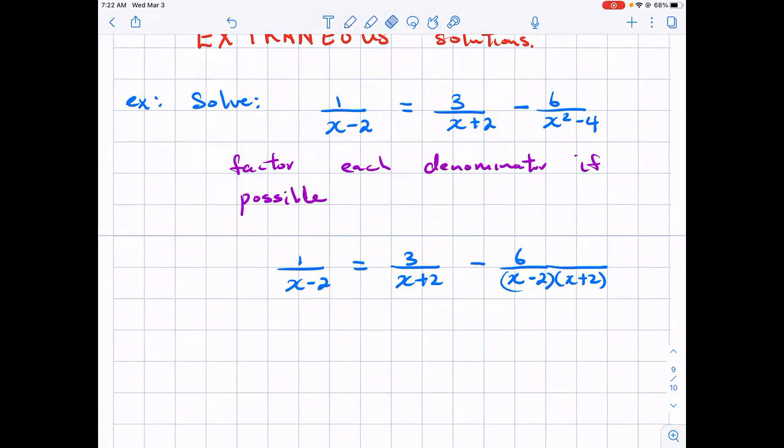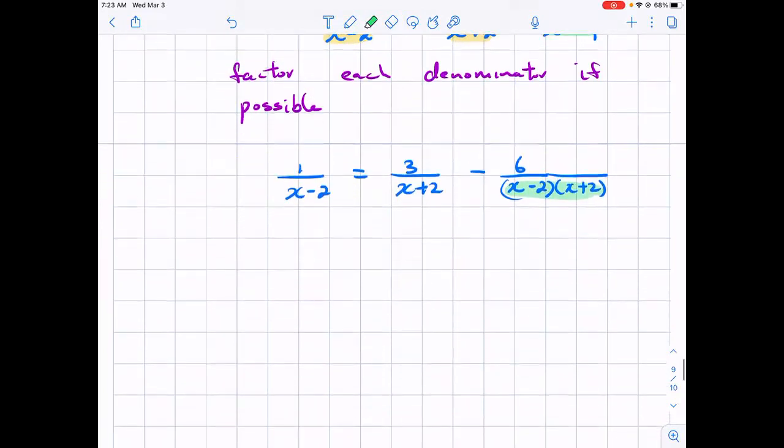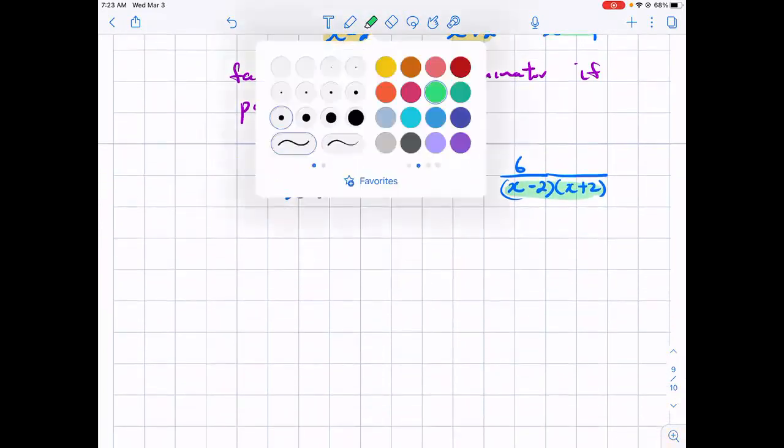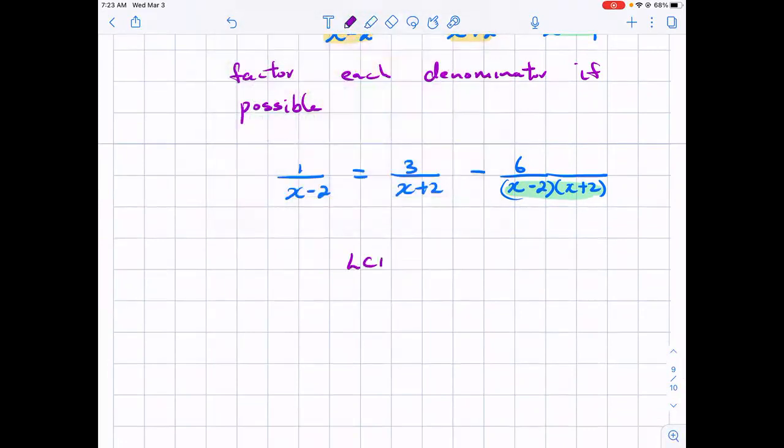So I said if possible, okay? I said if possible because if you notice in your first fraction, there is nothing to factor in x minus 2. In the second fraction, there is nothing to factor, but in that third fraction, there's a difference of squares. So when you factor that, you get x minus 2 times x plus 2, okay? So now we can clearly see the lowest common denominator.